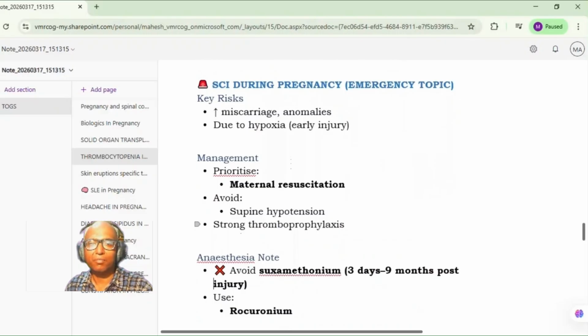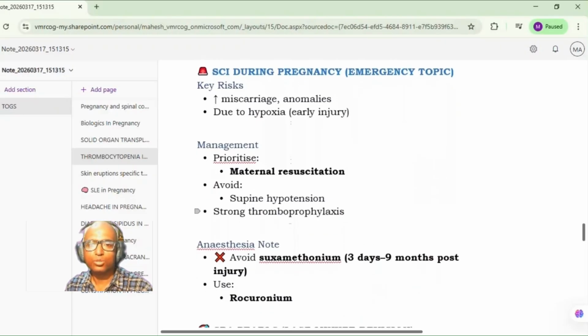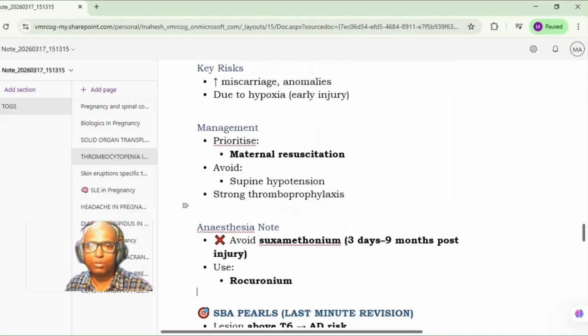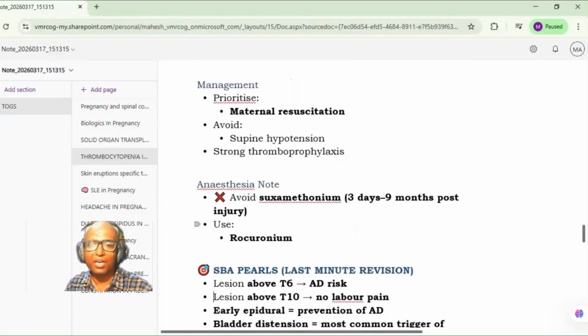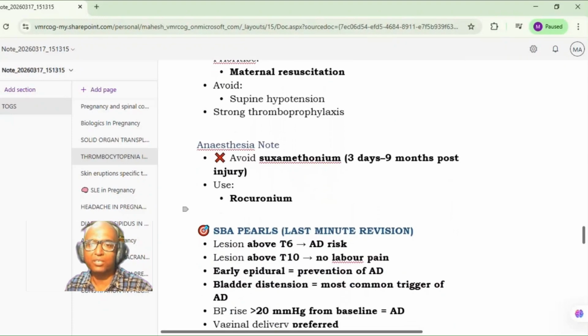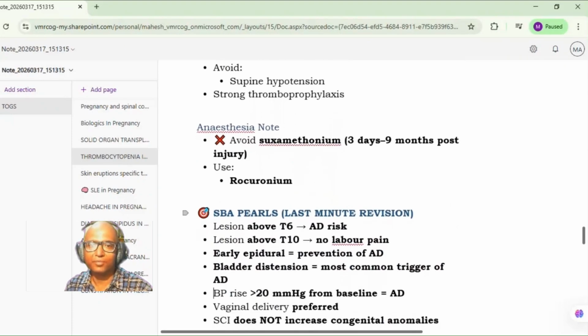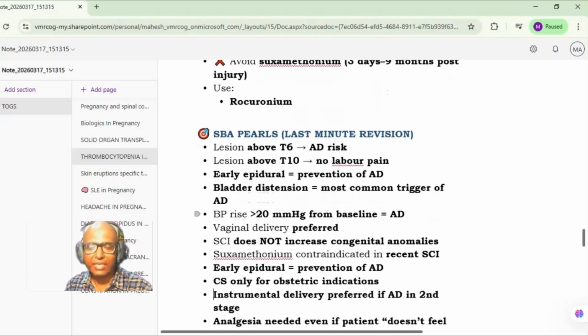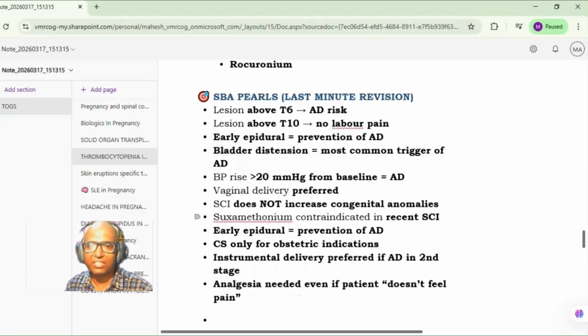Then management: maternal resuscitation is important. Avoid supine hypotension, and strong thromboprophylaxis is required. Anesthesia notes: avoid suxamethonium from 3 days to 9 months post injury. Okay. What can be used is rocuronium. So the take-home message is that with a lesion above the level of T6, there is a risk of autonomic dysreflexia.